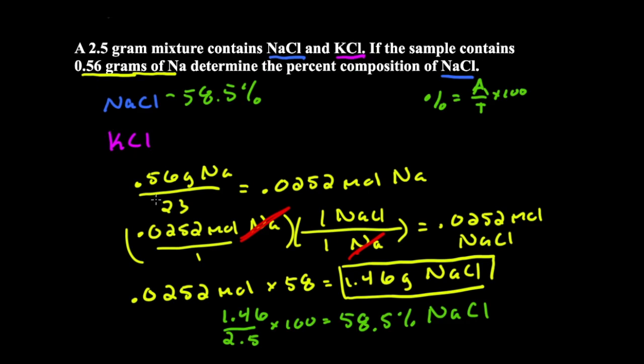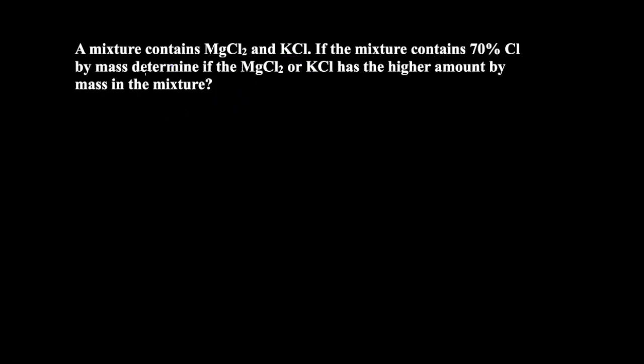And so now let's try to do another problem kind of similar to this. So in this question, it says that a mixture contains MgCl2 and KCl, and if the mixture contains 70% Cl by mass, determine if the MgCl2 or the KCl has a higher amount by mass in the mixture.